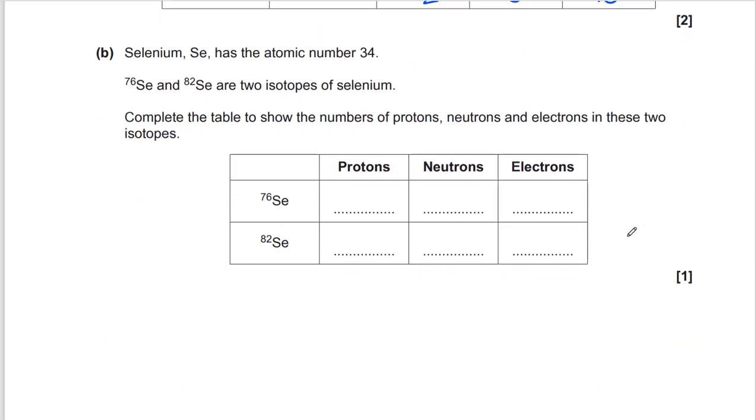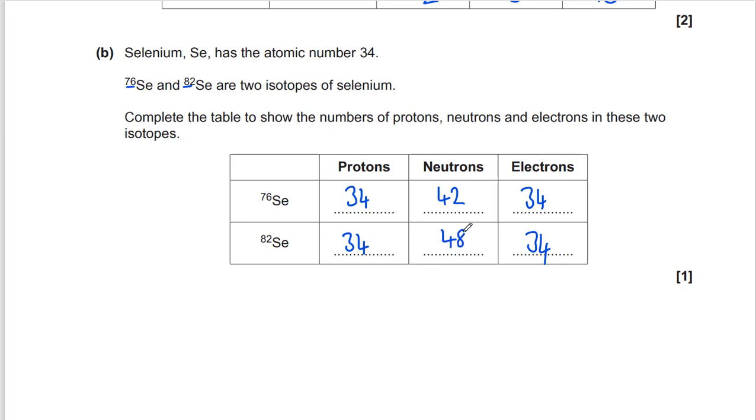So selenium, atomic number 34, and it gives you 2 isotopes of selenium with a mass of 76 and 82. Complete the table to show the number of protons, neutrons, electrons. Again, very, very straightforward question. So it's like a GCSE question. Remember then, the atomic number is the number of protons and electrons for an uncharged species. So that means that protons and electrons are 34 here and here. The neutrons you simply work out by taking the mass number, in this case 76 and 82, and subtracting the number of electrons. So for selenium 76, you'll have 42 neutrons, and for selenium 82, you will have 48 neutrons.